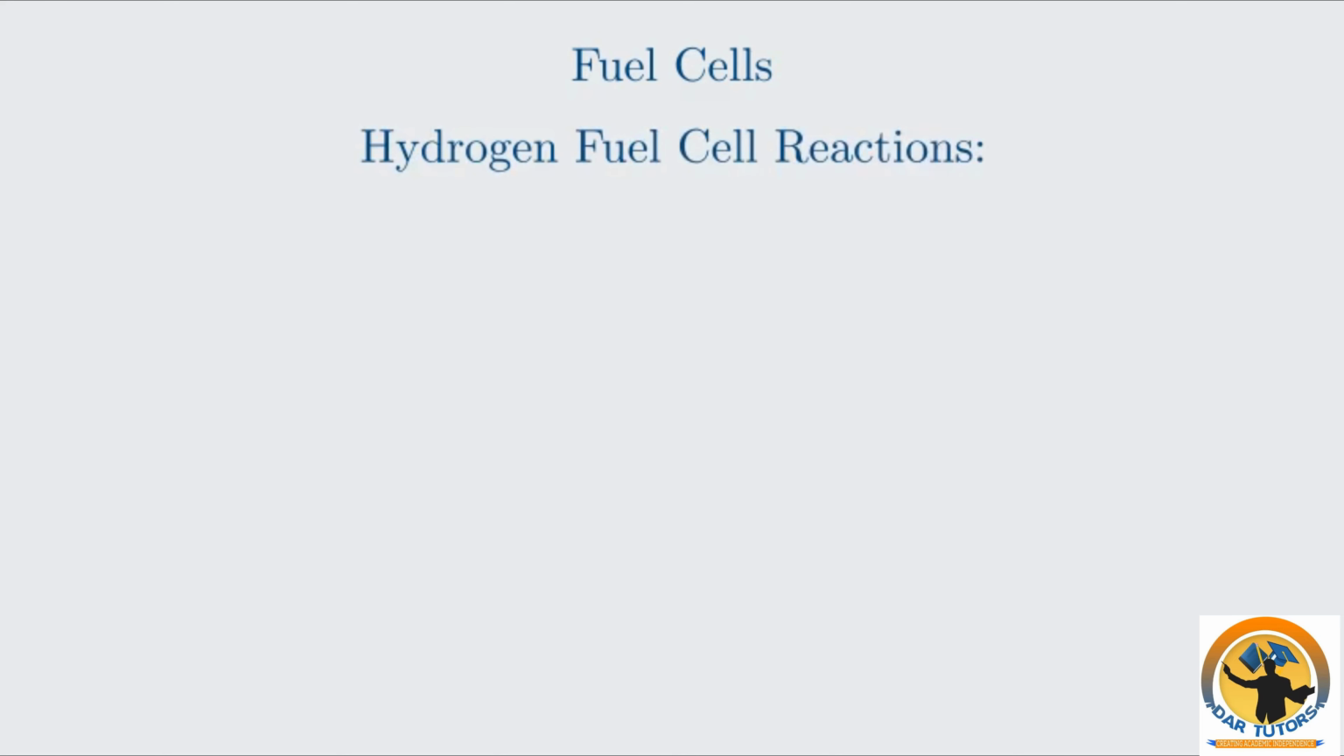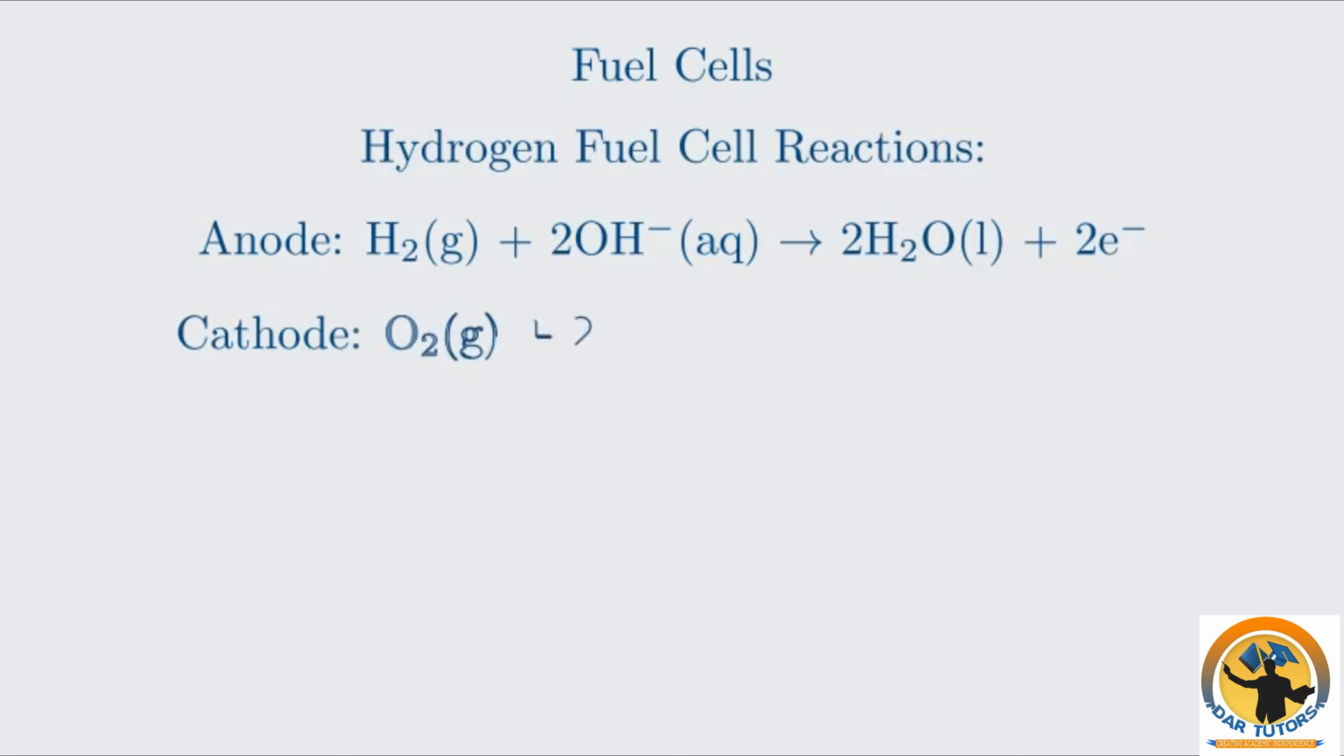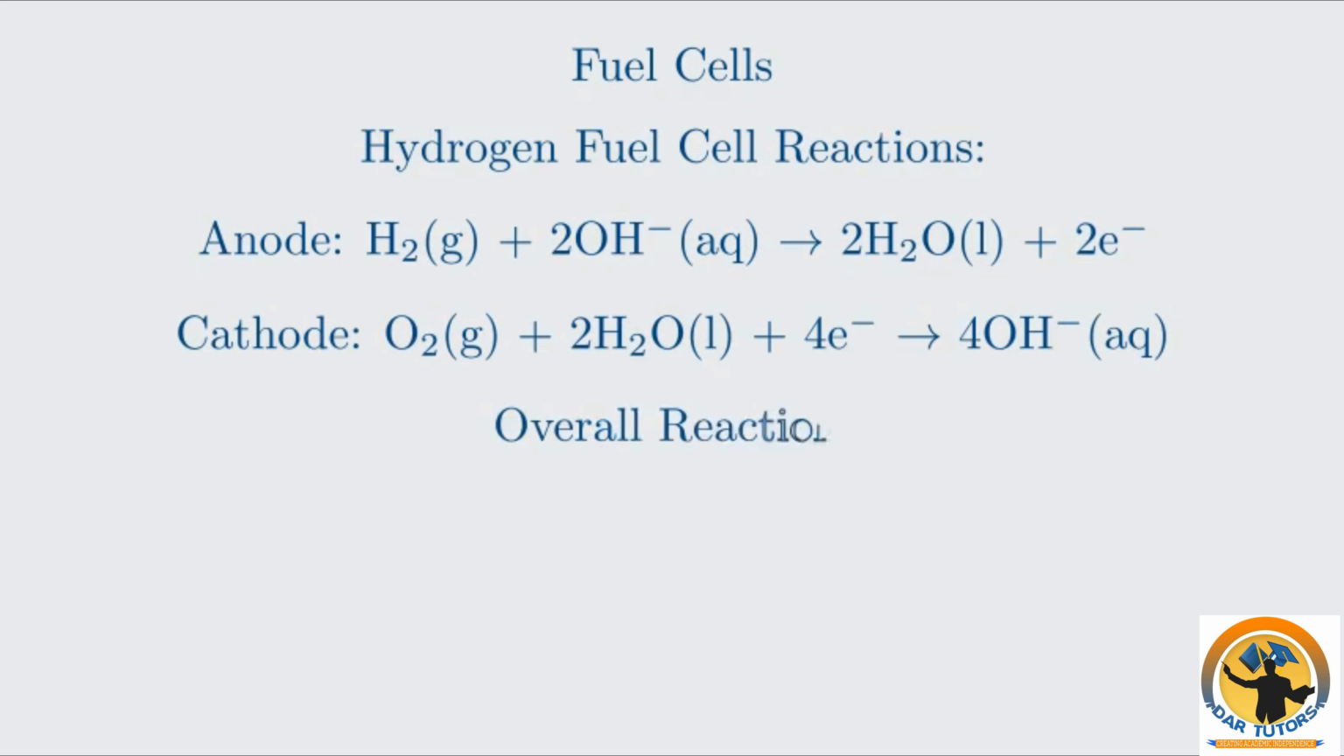In a hydrogen fuel cell, hydrogen gas is fed to the anode, where it reacts with hydroxide ions from the electrolyte. At the cathode, oxygen gas reacts with water to produce more hydroxide ions. Combining these, we get the overall reaction. 2 hydrogen molecules react with 1 oxygen molecule to produce 2 water molecules. The flow of electrons through the external circuit provides the electrical energy.